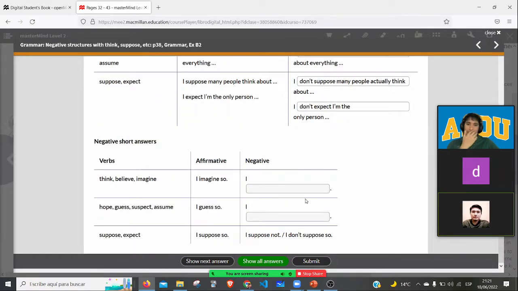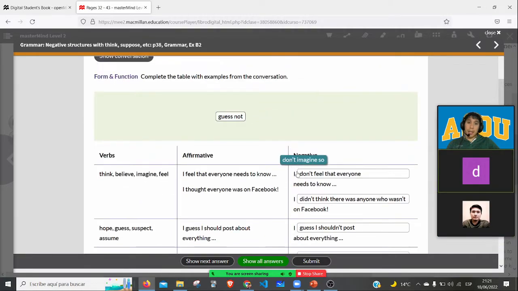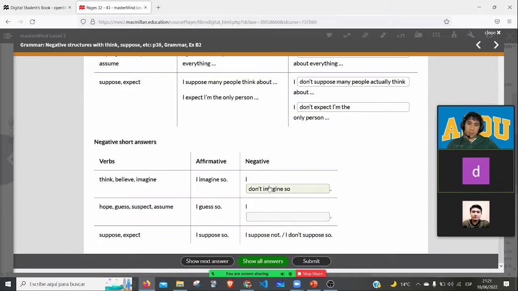I think, believe, I imagine so. What is the negative form? I think so. I don't imagine so. Remember that you can say I think so. Negative: I don't think so. Believe: I believe so. I don't believe so. Imagine: I imagine so or I don't imagine so.